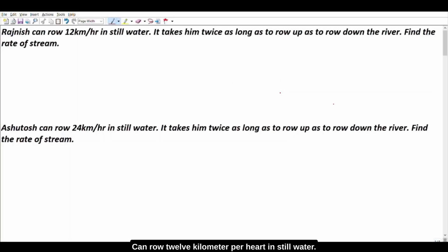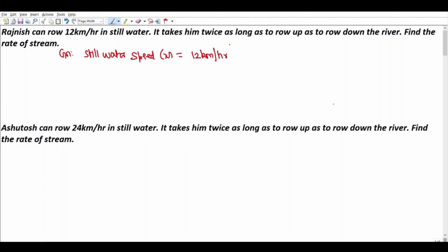Rajneesh can row 12 km per hour in still water. It takes him twice as long as to row up as to row down the river. Find the rate of the stream. From the question, we can understand that still water speed x is equal to 12 km per hour. It takes Rajneesh twice as long as to row up as to row down the river. Therefore, n becomes 2. We need to find speed of stream.